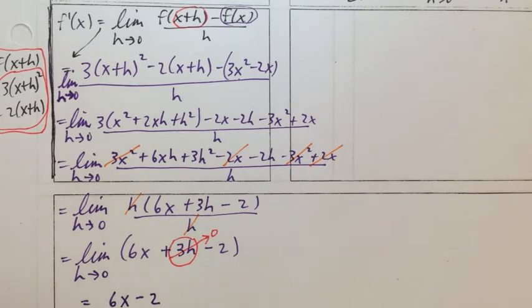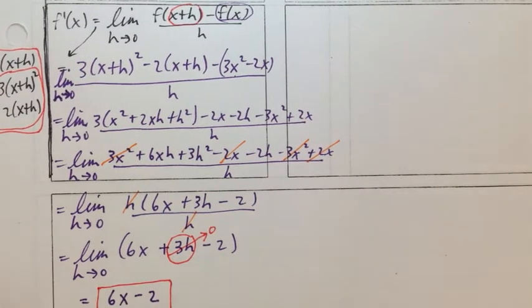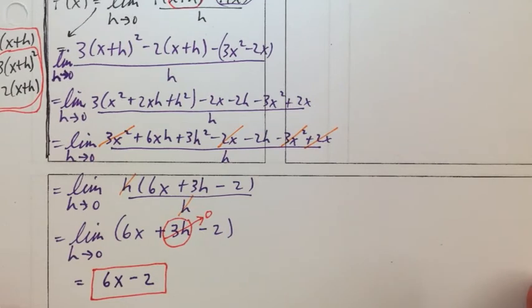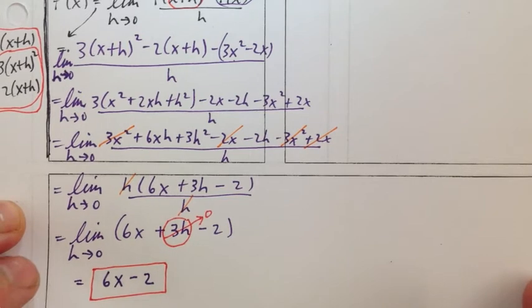What is the intended value of this function when h goes to 0? Well, the intended value is 6x minus 2. Well, we knew that already, like we talked about in the beginning. Okay? Let me show you one more.